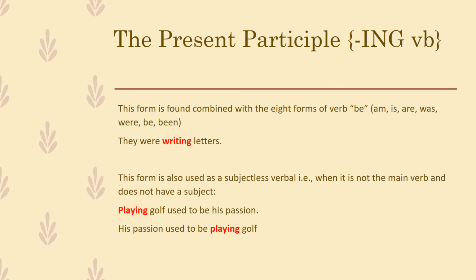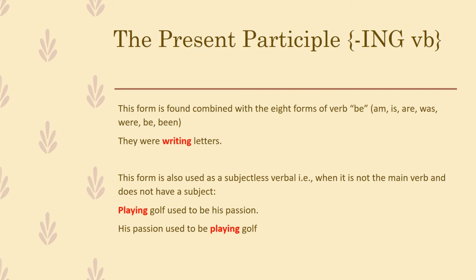For example, they were writing letters. I was writing letters. She has been writing letters. They will be writing letters. And others. However, such a form is also used in what is called subjectless verbal.